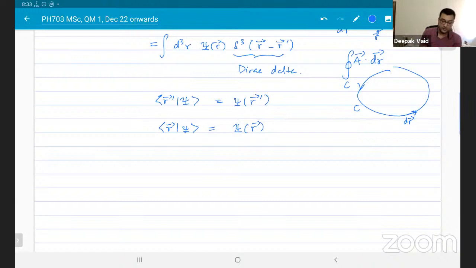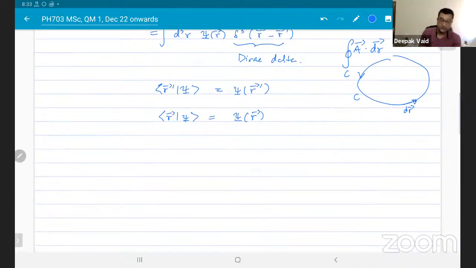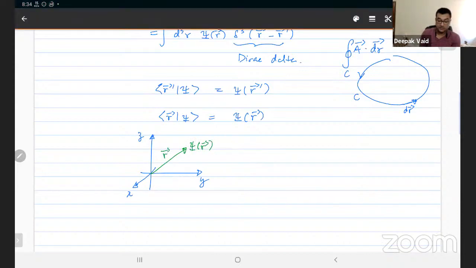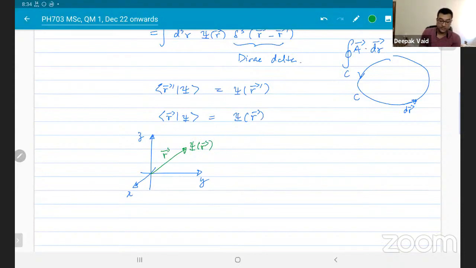So now I think it will become clear at this point. So now you are working in some set of coordinates, right? X, Y, Z. You have some set of coordinates in which you are defining this psi of r, right? Okay, this is your vector r. At this point, you have psi of r, which is the component of psi at that point, right?